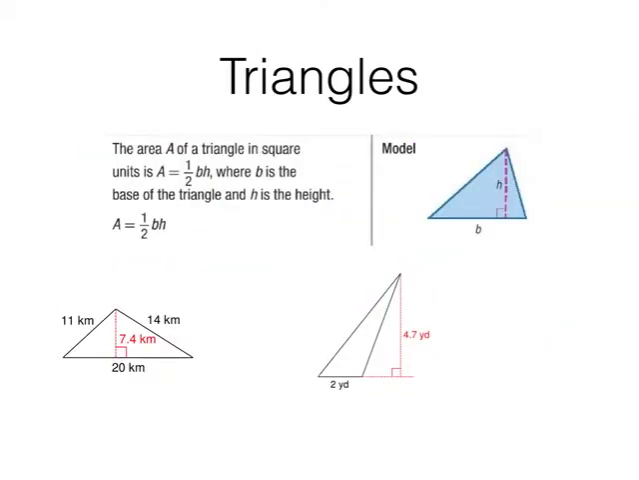All right? Triangles. The area A of a triangle in square units is A equals 1/2 BH, where B is the base of the triangle and H is the height. The base and height of a triangle must be perpendicular. Okay, so this symbol means is perpendicular to. This symbol right here means makes a right angle with. They have to make a right angle, so we have to be able to see it.